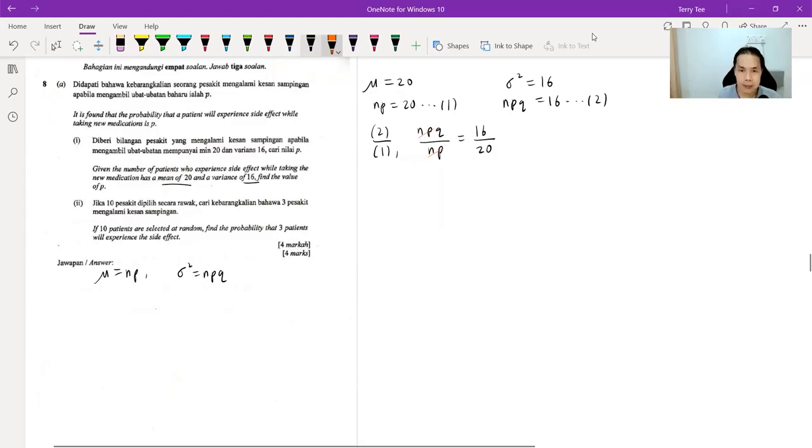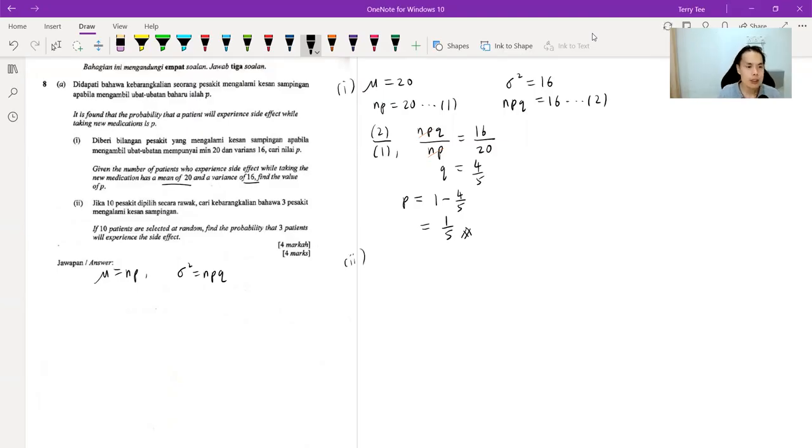I need to find my P. Now we know that P plus Q is 1, so to find P, I must do 1 minus Q, which is 1 minus 4 over 5. My probability of success P is 1 over 5. Okay? It's not difficult. This is Roman 1.